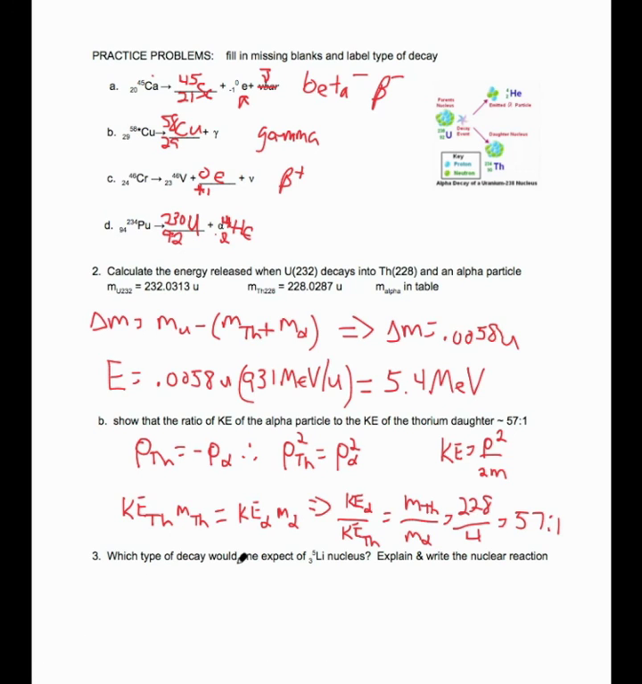Then the last question: which type of decay would one expect from a lithium-5 nucleus? Explain and write the nuclear reaction. I want you to try that one on your own, looking at the relative number of protons, neutrons, and at the graph, the first graph we saw in the front. So this concludes our introduction to radioactivity.